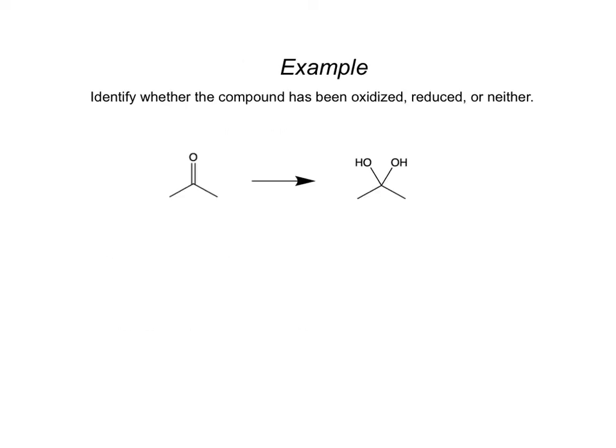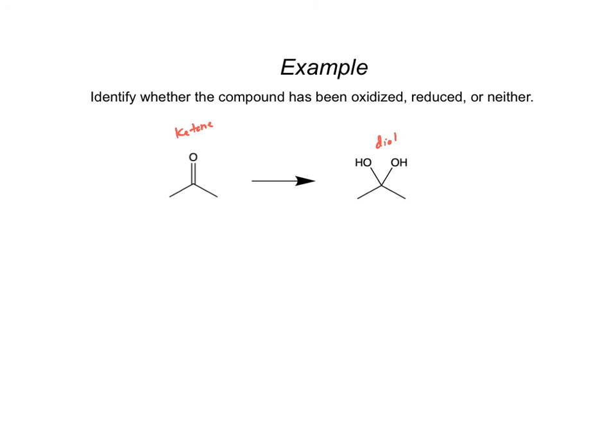Okay, so let's go ahead and go through an example of how we're going to utilize this. And then I'll let you guys do a problem, and then I'm going to cut it off for today. So we have a reaction here where we take a ketone and we turn it into two alcohols, so a diol. And we want to know whether this has been oxidized, reduced, or whether it is neither.